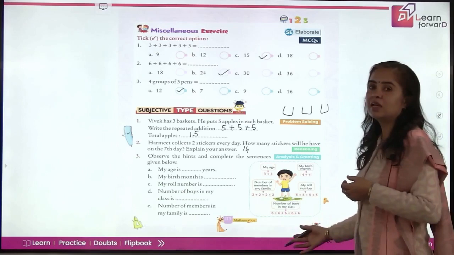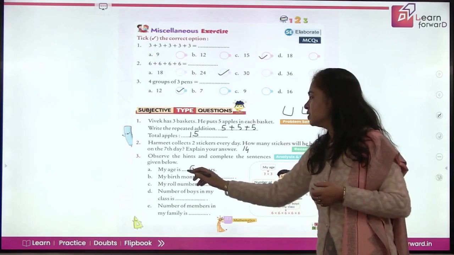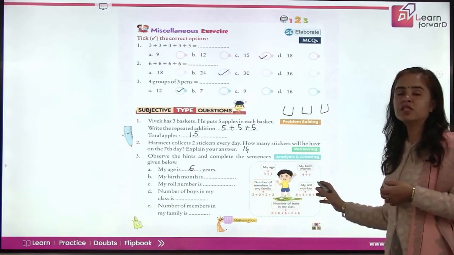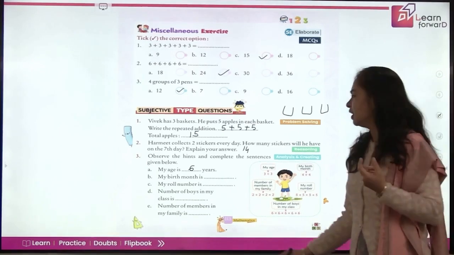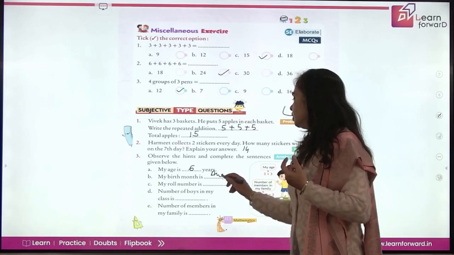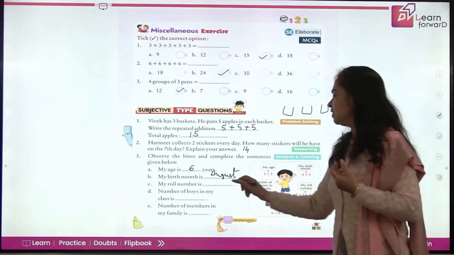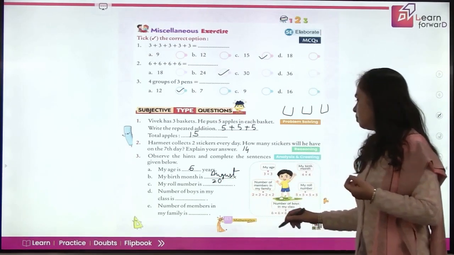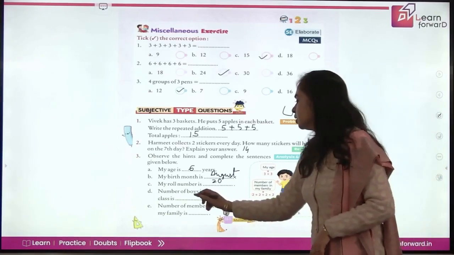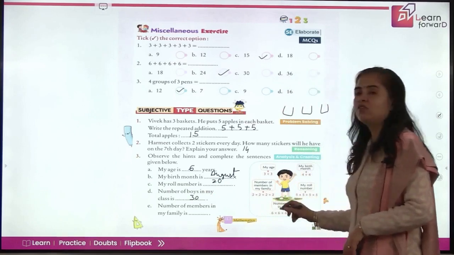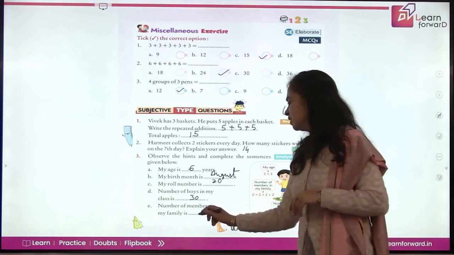See, some hints are given here. What is my age? It is 3 plus 3. Okay, it is 6 years. My birth month is 4 plus 4. That is 8. So, which is the 8th month? Quickly say the months. That is August. What is your roll number? That hint is also given here. My roll number is 20. Yes. And the number of boys in my class. How much do you see here? 5 times 6 is 30. And the number of members in my family is, see, 4 times 2. That gives you 8. Good calculation, children.